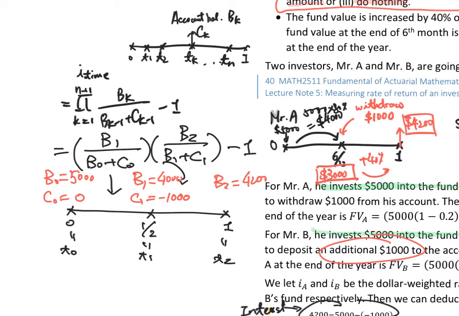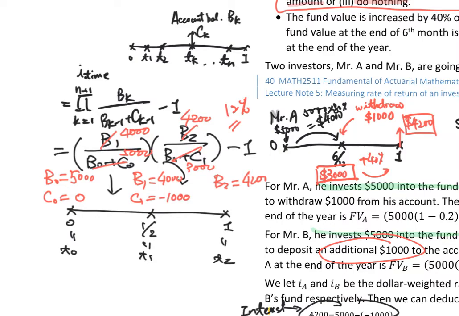Given this, you can now start to do the calculation. For the first term, that will be 4,000 over 5,000. And for B2, that will be 4,200, and then B1 minus C1 will be 3,000. If you calculate this, the number will be 12%. So that will be the case for Mr. A's investment account.